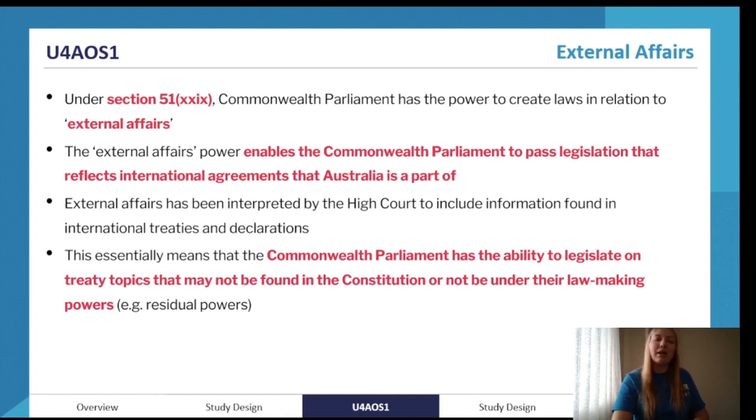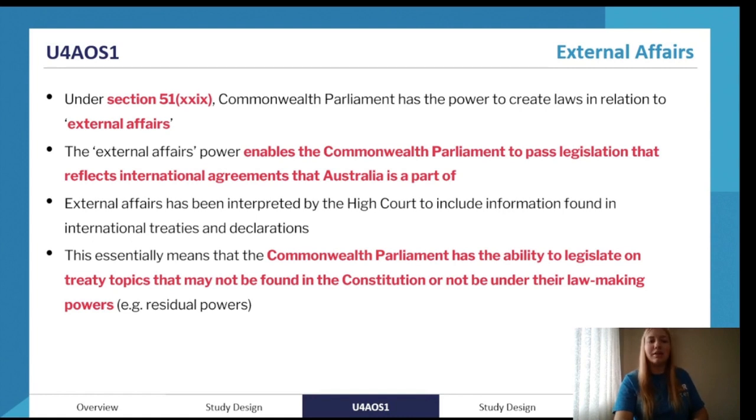It is a power that enables the Commonwealth Parliament to pass legislation reflecting international agreements that Australia is a part of. Simply, if Australia makes an agreement with another country, such as an international treaty or declaration, they now have the lawmaking power to pass legislation to reflect the agreements that they have signed to.